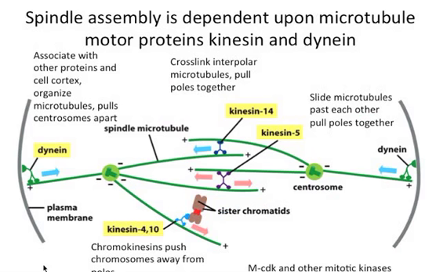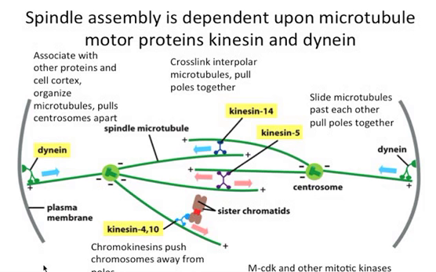So it's dependent upon microtubule motor proteins, kinesin and dynein. So you've got your plasma membrane, you've got your centrosomes and your microtubules, and then you've got a lot of motor proteins doing a lot of different things. So you've got dyneins that are going to associate with other proteins in the cell cortex, as well as microtubules. Remember, they have cargo and they walk along the microtubules, and so they help to organize the microtubules and pull centrosomes apart. So you can imagine if it's attached to this cortex and walking to the minus end, it's going to kind of pull your mitotic spindle apart.